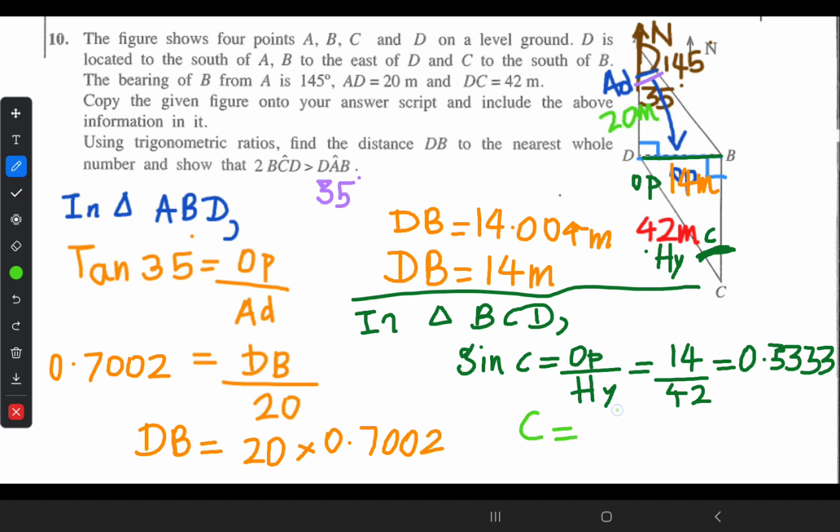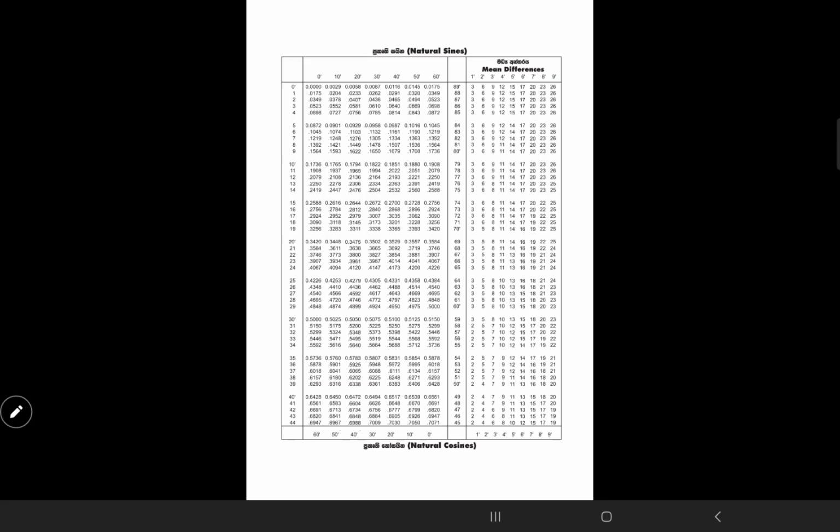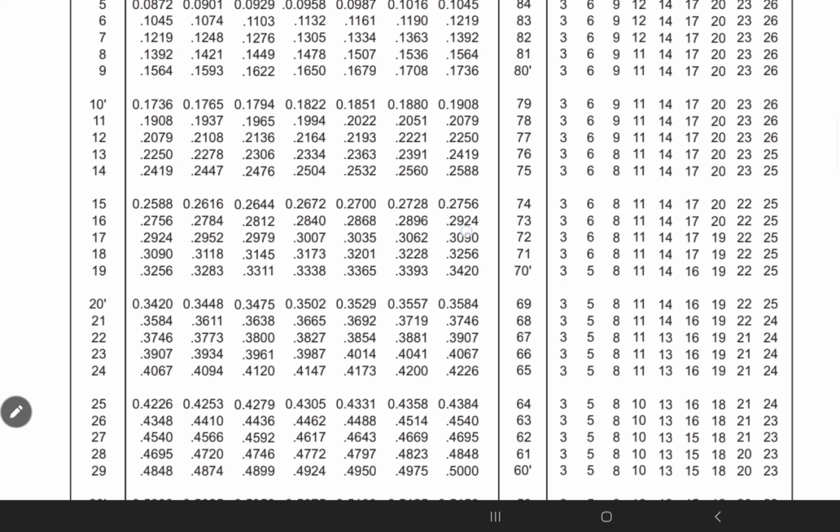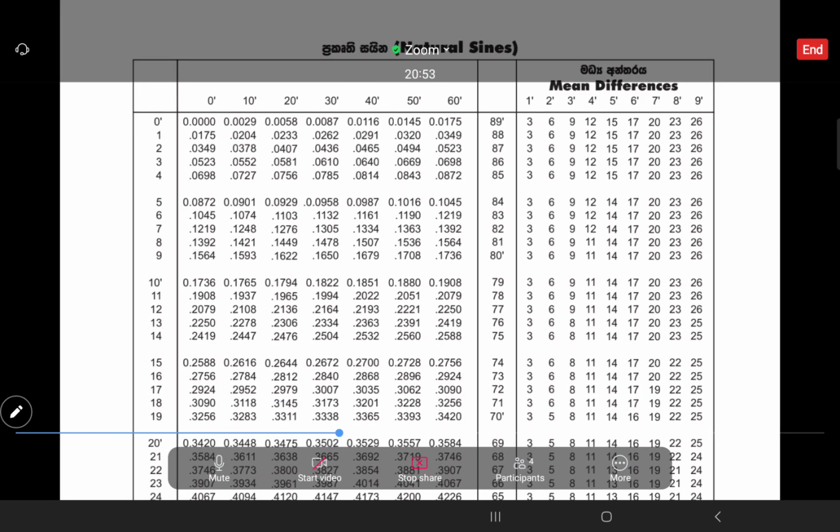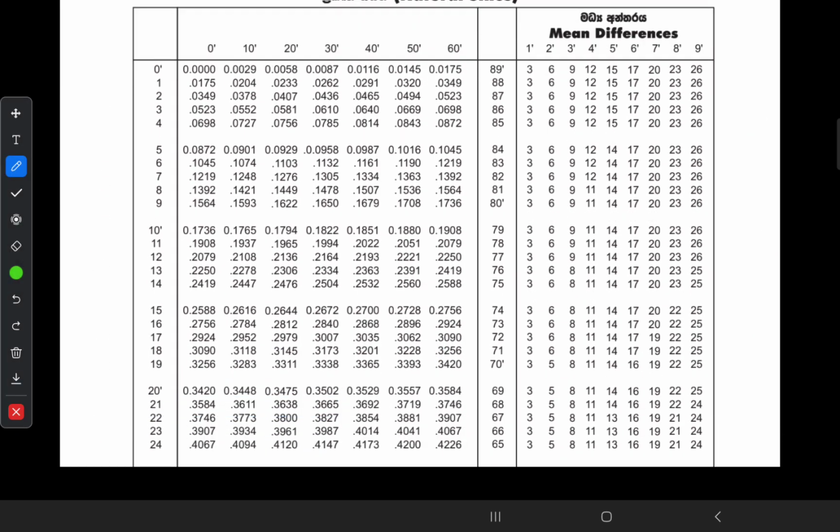Now we know its sine value, but we only need the angle. So for that, I'm going to invert this function: sine inverse of 0.3333. In the sine table, you should check where this 0.3333 is located. That's our angle. In natural sines, I have to check where 0.3333 exists.